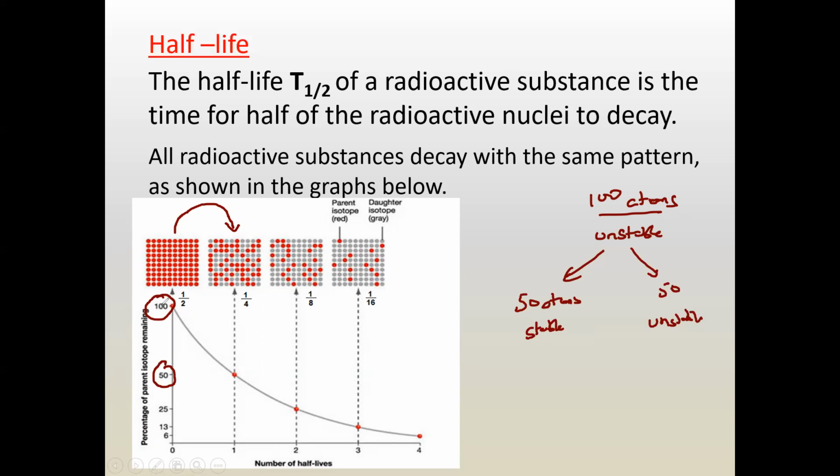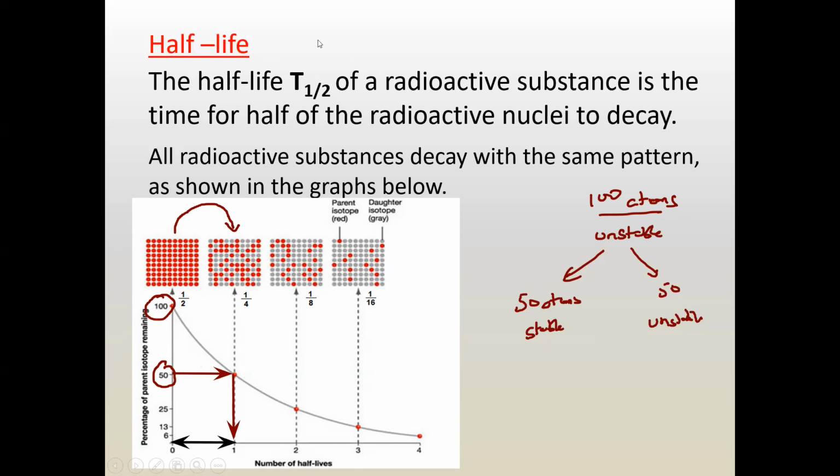So 100 atoms are there. What is half of 100? 50. So the time when 100 radioactive atoms, unstable atoms, become 50 unstable atoms, that time interval or duration of time, we call that a half-life.